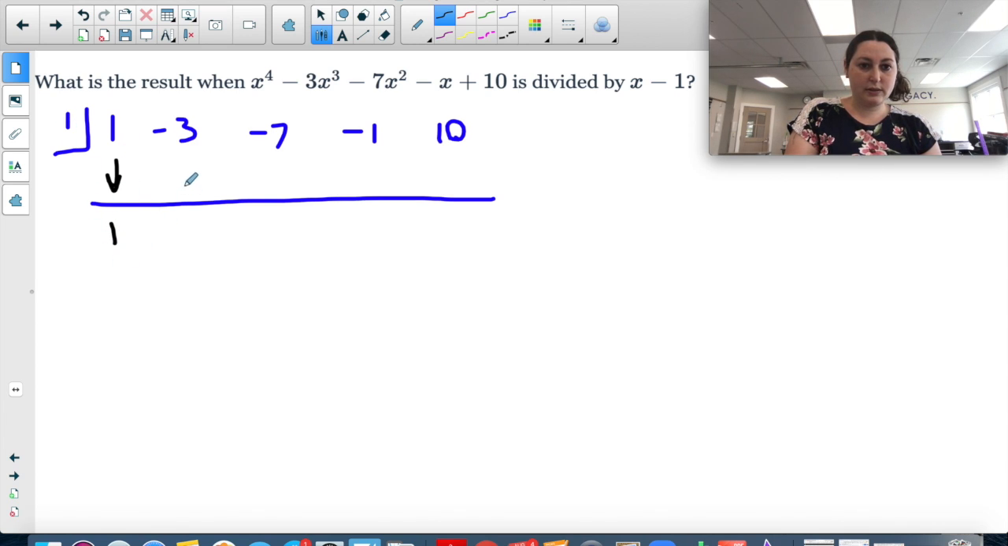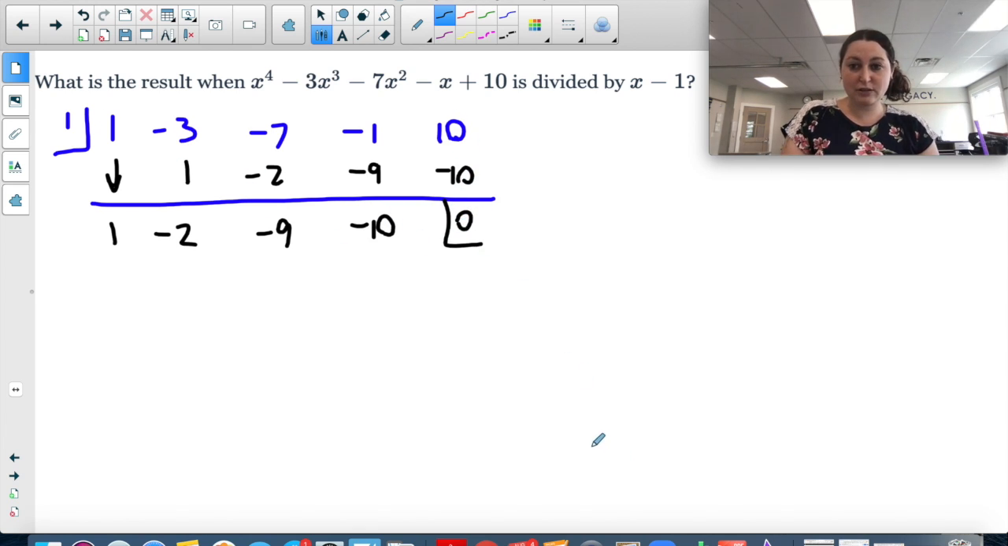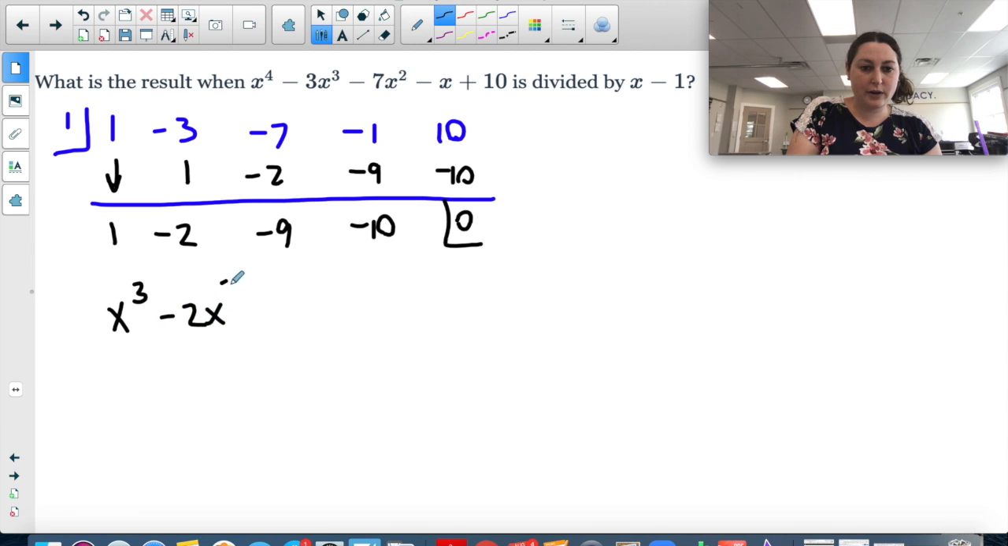1 times 1 is 1, so I multiply, then add, then multiply, then add, then multiply, then add, then multiply, and add. This last one is our remainder, which I'm pretty sure will be 0 all today, so you should always get a 0 there. Now I started with x to the fourth and divided by x, so I'm down to x to the third. So x to the third, minus 2x squared, minus 9x, minus 10. And that is my quotient.